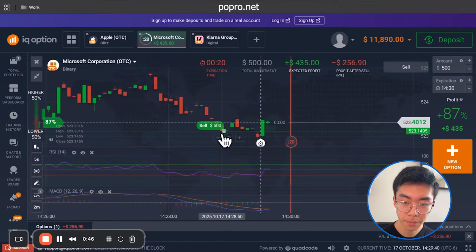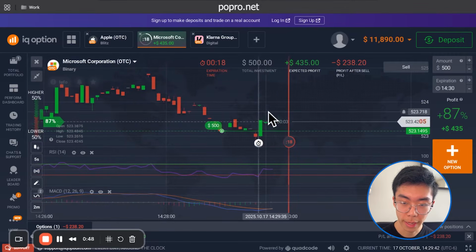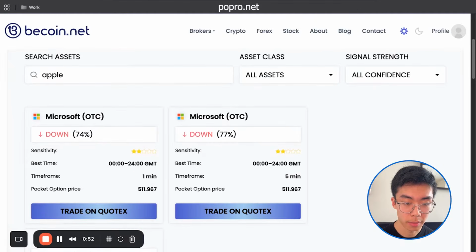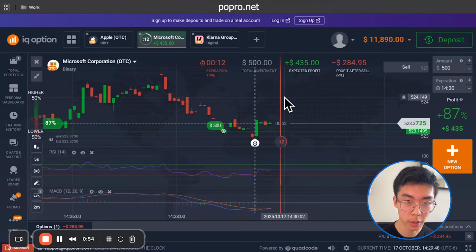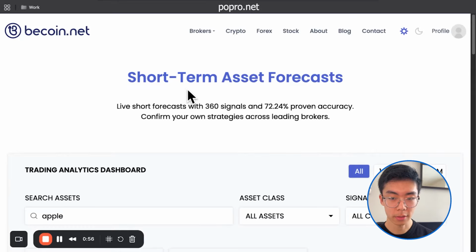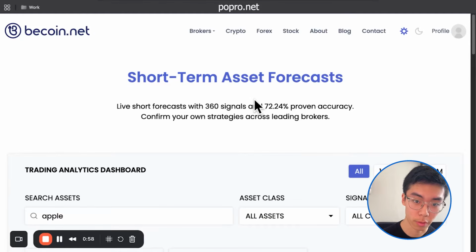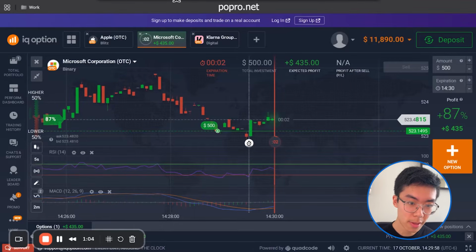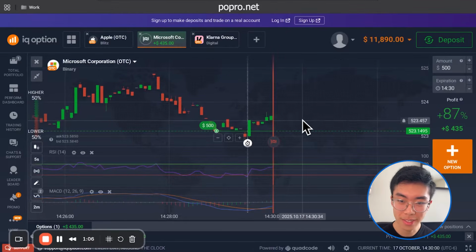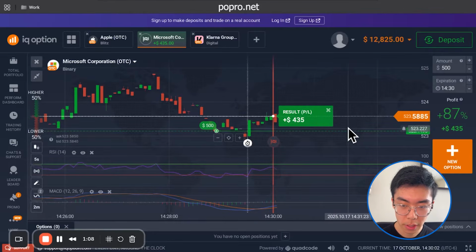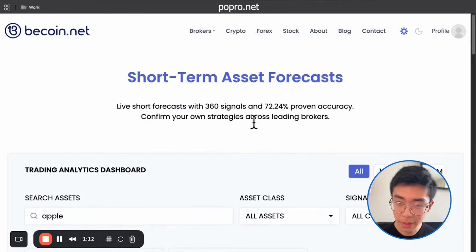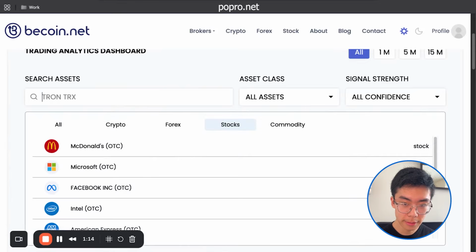So here, let's see where we're looking. So we have a little bit more time. And here it does say Microsoft will go down. I do like to take Becoin.net with a grain of salt because it does have around a 72% accuracy, at least for now. So it's not 100% accurate. So here we have that profit right there. Okay, so these are the indicators that I like to use together the most.